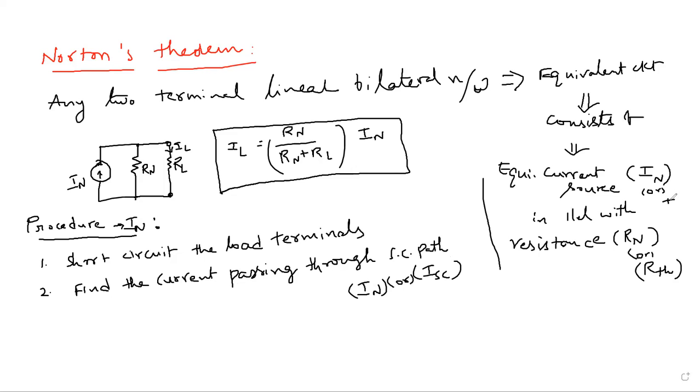Whereas in Thevenin's theorem it is VTH or VOC, that is open circuit voltage. Here, in the place of voltage there is a current, so for current we need to take the short circuit. Understand? Now the procedure for RTH.